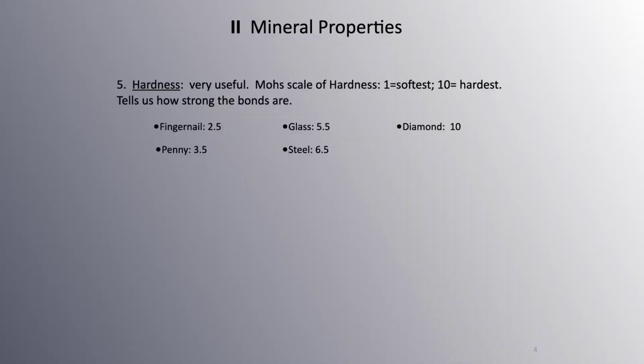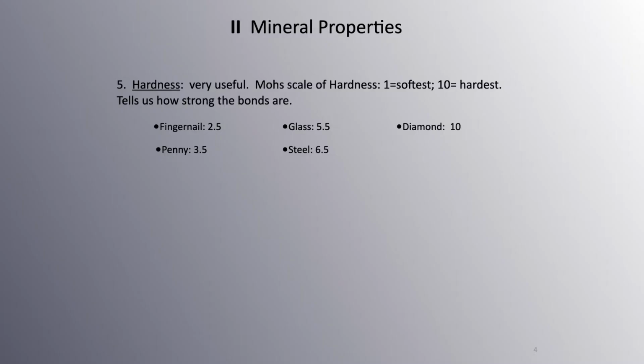Number 5 is the most important physical property of a mineral, and that's the hardness. Hardness represents how strong the bonds are that hold that mineral together. Low numbers on the Mohs scale of hardness, that's actually what you call it, Mohs scale. On the Mohs scale of hardness, a 1 would be very soft and a 10 would be the hardest thing on our planet, like a diamond. And so when you pick up a mineral and you don't know what it is, the first thing you should do is run a hardness test.